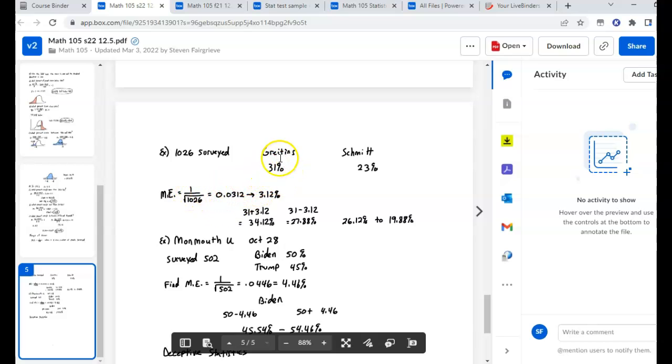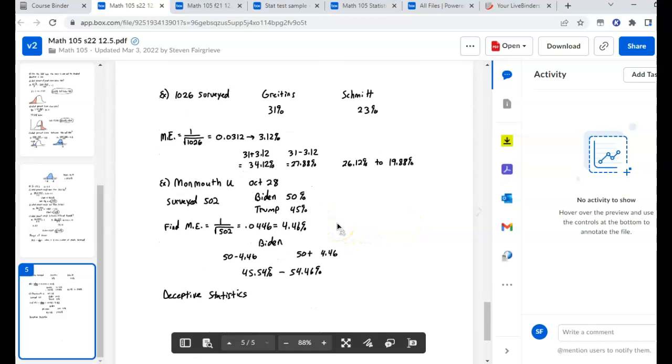All right, so in this case for Greetons, they had 31% in the survey. Margin of error is 3.12%, meaning they could be that much above that 31% or that much below. And likewise, Smith was 23%. So they could be as much as 3.12% above or 3.12% below.